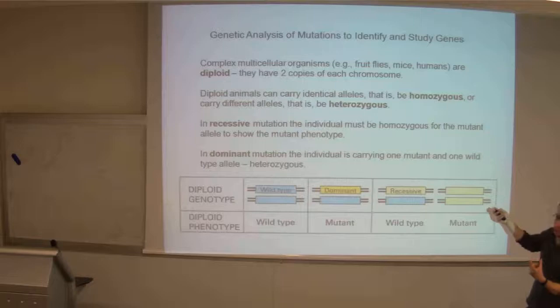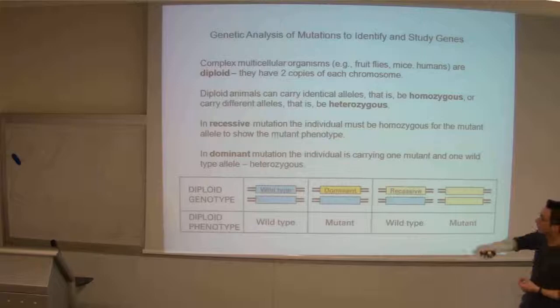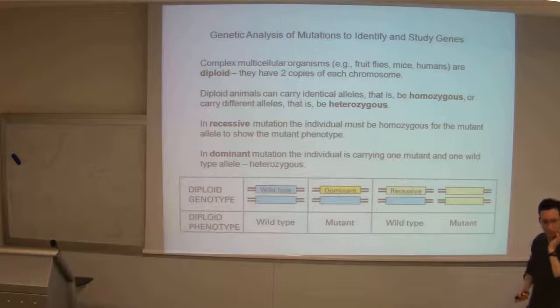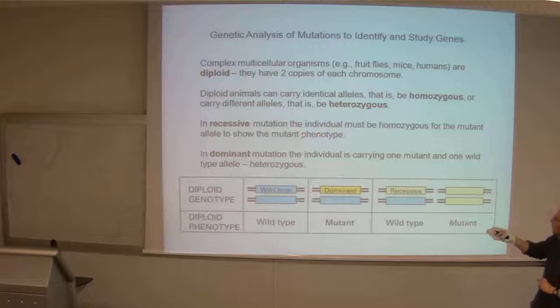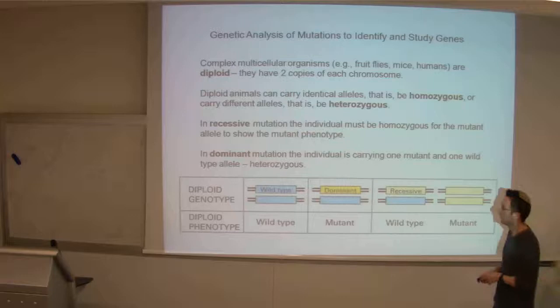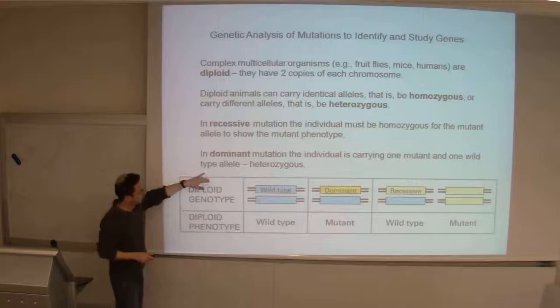Or they can carry different alleles, in which case they will be heterozygous for the gene. So these are the first two terms, additional terms. In a recessive mutation, the individual must be homozygous for the mutant allele to show the mutant phenotype. In a dominant mutation, the individual has to carry one mutant and one wild-type allele, and hence be heterozygous for the gene.